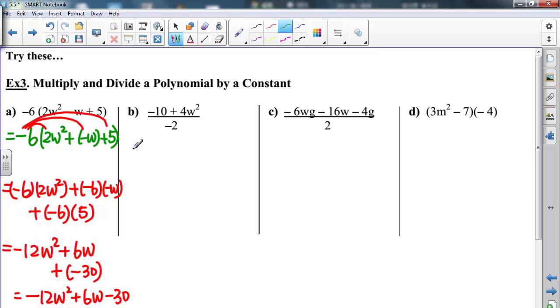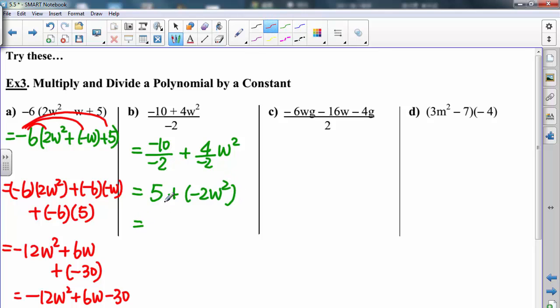The second one is dividing. I split the numerator into the sum of 2 fractions. So negative 10 divided by negative 2 plus 4 divided by negative 2, w squared. Negative 10 divided by negative 2 is positive 5. Plus 4 divided by negative 2 is negative 2, w squared. Positive negative becomes one sign, negative. So the final answer is 5 minus 2w squared.